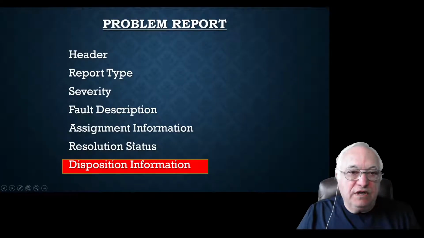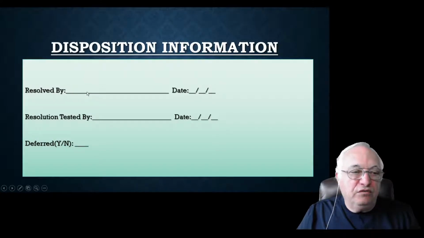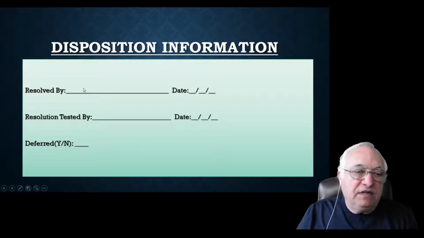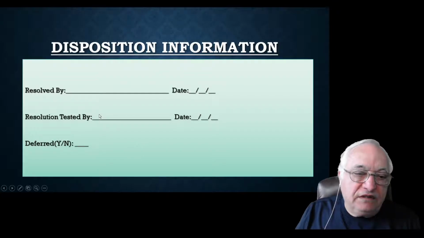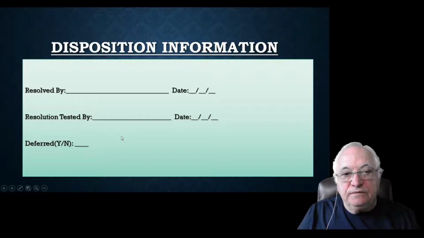Okay, so that's the resolution. Let's go to the final part of the problem report, which is disposition information. In the disposition information, you have to say the name of who resolved it and the date, then the name of who retested and the date, and then whether or not it was deferred, and who decided to defer it. Maybe it didn't get resolved, so you don't need these two, and it was just deferred. Then you would not need to put this information if it was not tested.